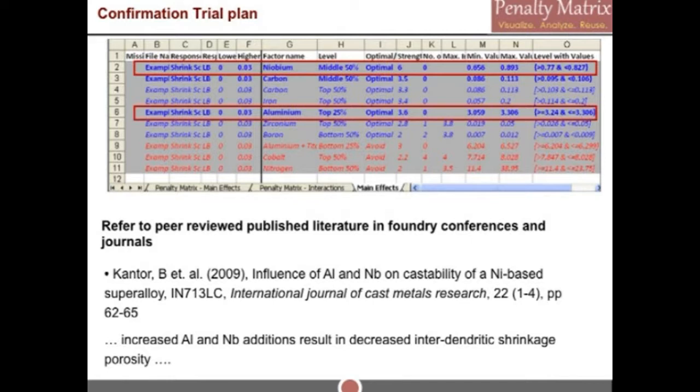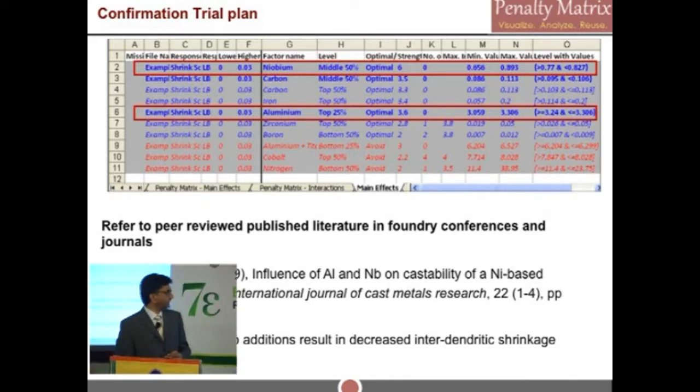And incidentally, we found a typical paper that might look like this, where this author has done a study in 2009 on the influence of aluminum and niobium on the castability of a nickel-based superalloy and published it in this journal. If you look at the abstract and the paper, the observation is that if you increase aluminum and niobium, the result is decreased interdendritic shrinkage porosity, and then they give reasons and justification. This is a trend. Now, the actual range which they used in that particular experiment could be different. But you get a trend and you get a reasoning for that trend. Then you apply this domain knowledge to justify these decisions.